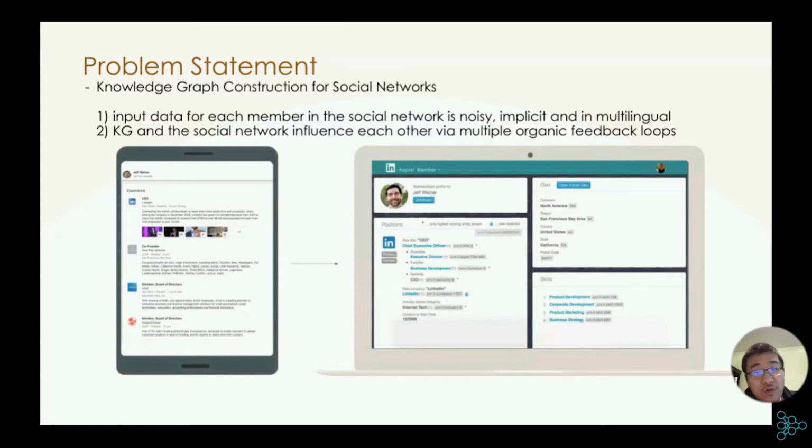The Google or Amazon knowledge graph is more static, as it is mainly about real world facts. The social network's knowledge graph is much more dynamic over time. Okay, thank you. Next, please.